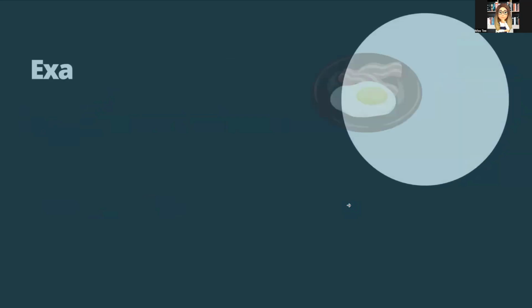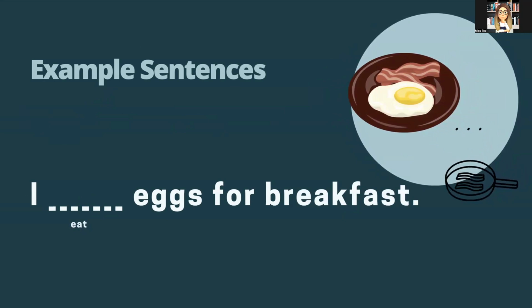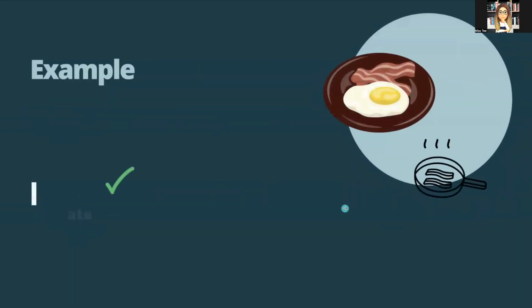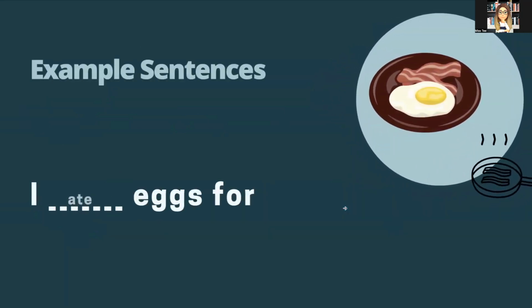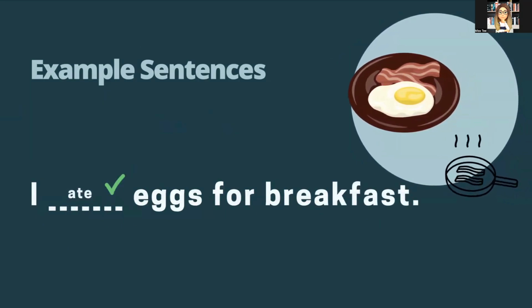Here's another example. I eat eggs for breakfast. Now we're going to change this to the V2 form. We're going to change it to simple past. So we have the base form, the V1, eat. But how do we change that for simple past? Let's look. I ate eggs for breakfast. So that is the correct V2 form there.